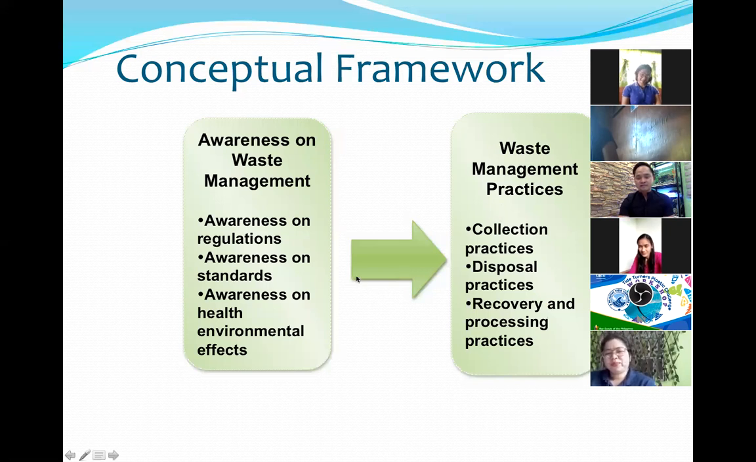That's your number 2 question. Number 3, pwede masabihin na, does the awareness on waste management exert significant influence on waste management practices? Yun ang number 3 question mo.